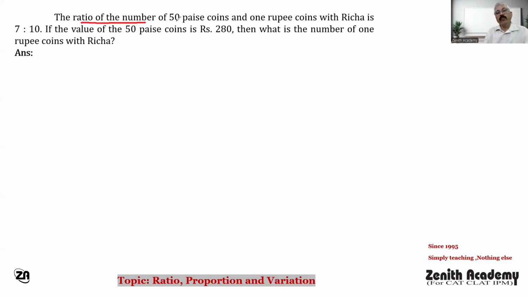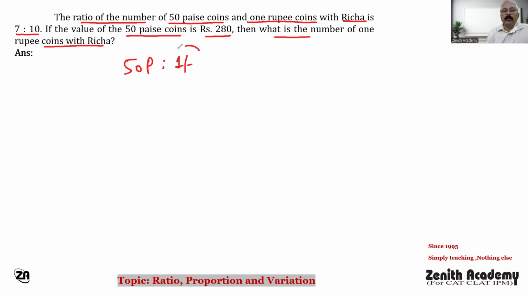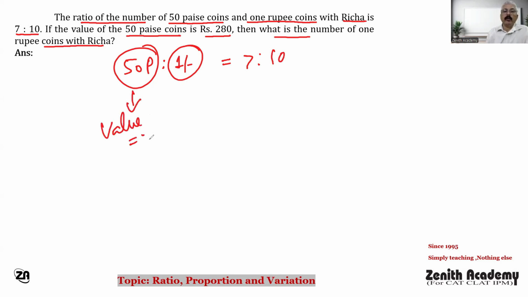The ratio of the number of 50 paisa coins and 1 rupee coins with the richer is 7 is to 10. If the value of the 50 paisa coins is rupees 280, then what is the number of 1 rupee coins with the richer? Look here, this ratio is given 7 is to 10, and the value of the 50 paisa coins is given as 280 rupees.